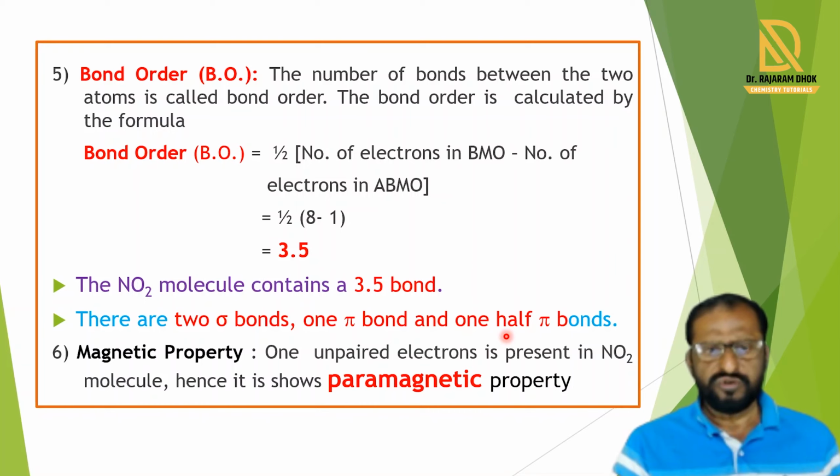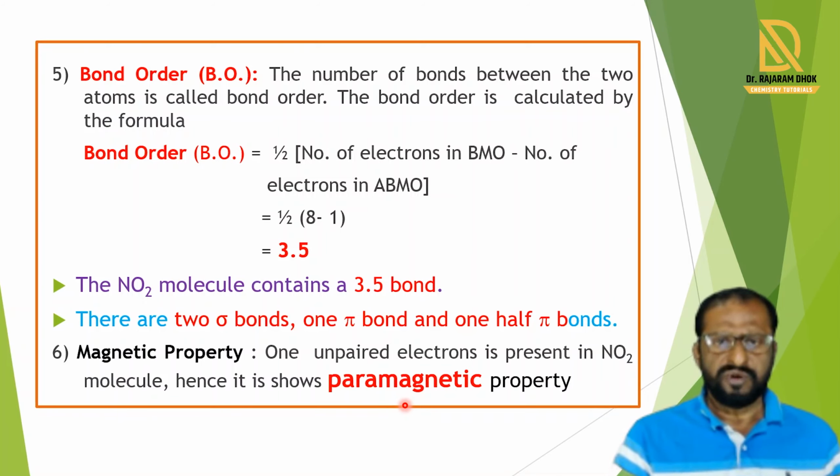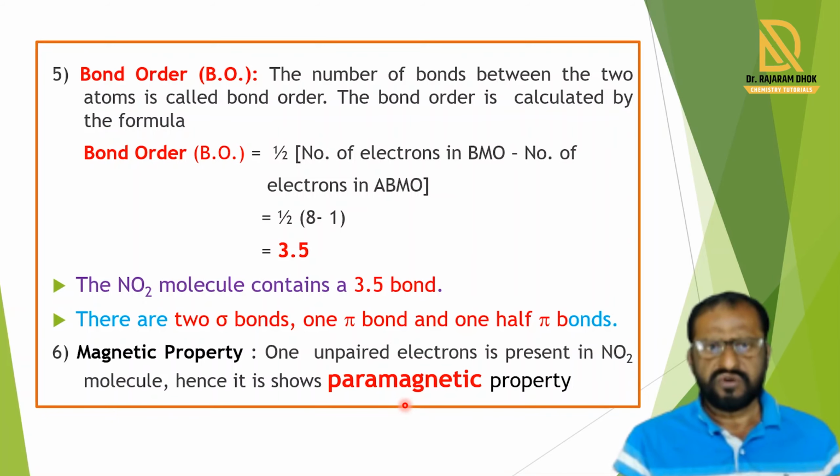Now we see which magnetic property the molecule shows. The NO2 molecule shows paramagnetic property because in the molecular orbitals one electron is unpaired, and because of that the NO2 molecule shows paramagnetic property.